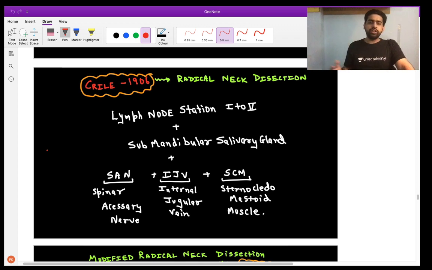Along with this, which salivary gland did he remove? He removed the submandibular salivary gland. Along with this, he removed the spinal accessory nerve, internal jugular vein, and sternocleidomastoid muscle. And this constituted the radical neck dissection.